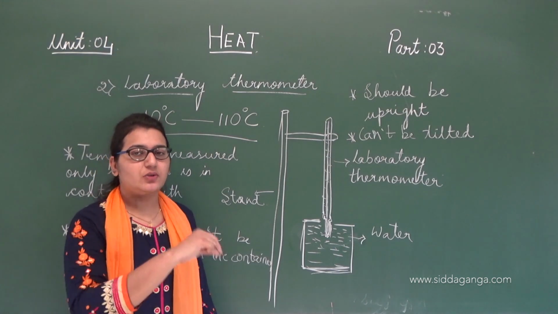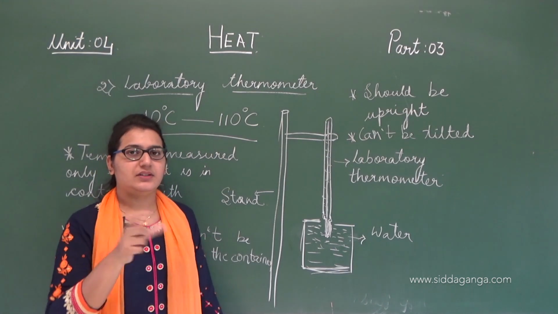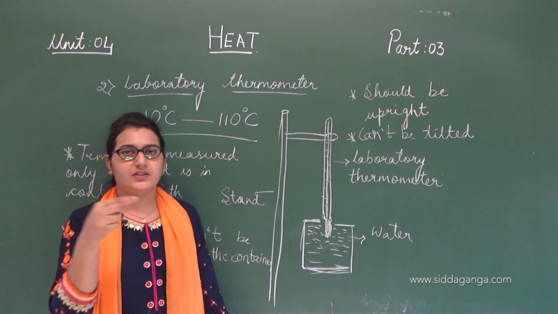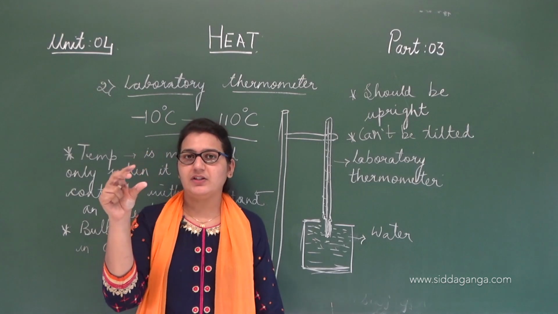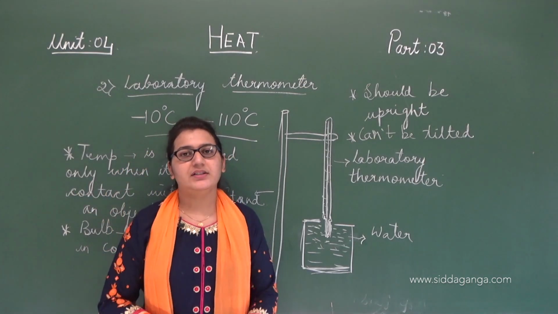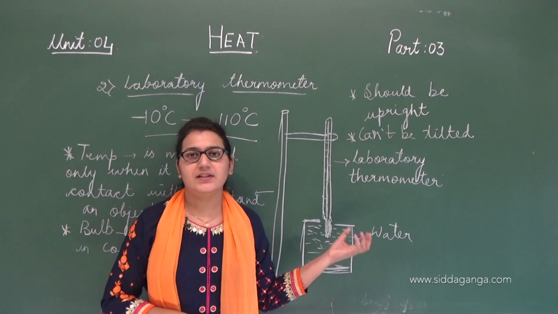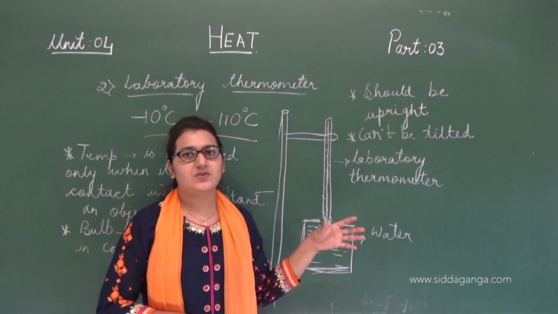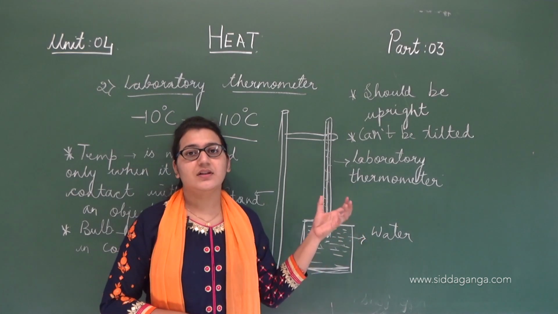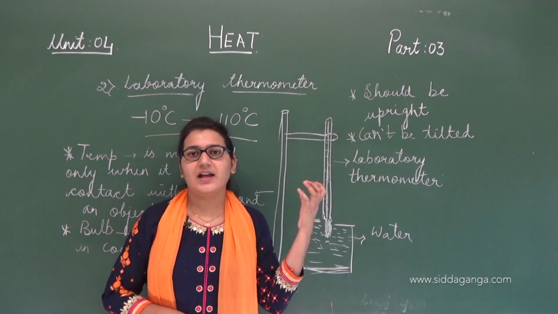In the clinical thermometer, what we did is we kept the thermometer in the mouth below the tongue and we took it out. We just used it with flexibility. We kept it parallel to the eye and we read it. But we cannot do the same with this laboratory thermometer. This has to be used upright, straight itself, because again the reason is it doesn't have a kink.